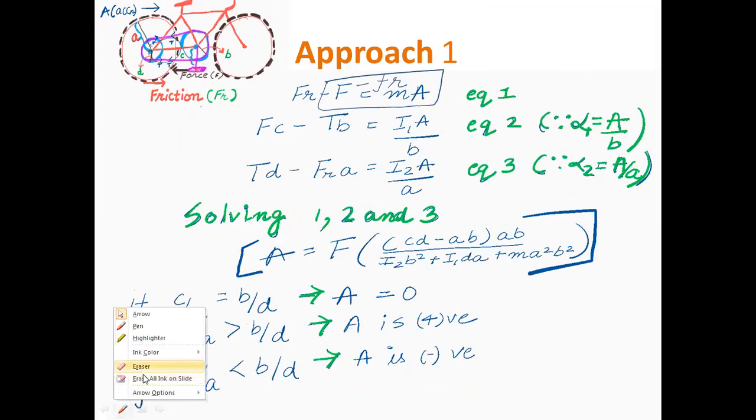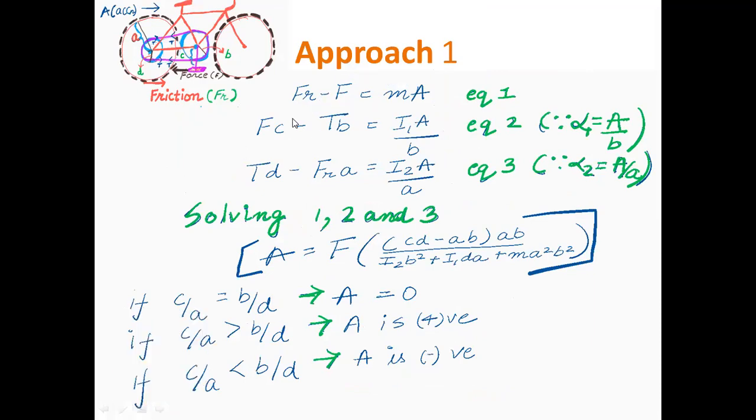Let me just clear this out. Yeah. So here is our approach one. What we basically have written are a few equations, pretty simple. We know that the forces, as far as translational motion is concerned, are friction and force. So force is the external force that we have applied. That is the force that is being applied by the rope.